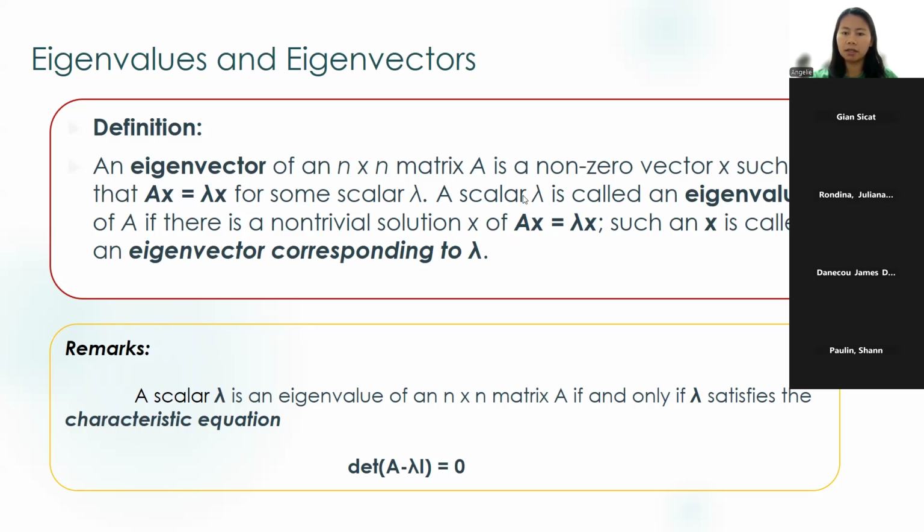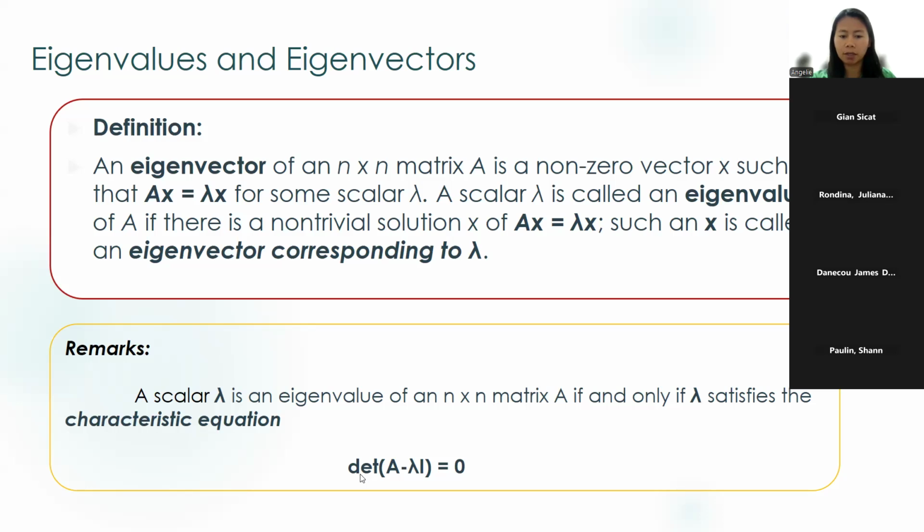So si scalar dere, si lambda is the eigenvalue. Such an x is called an eigenvector corresponding to an eigenvalue lambda. So if you can get the eigenvector, we can also get the eigenvalue corresponding to that eigenvector. So scalar lambda is an eigenvalue. Again, si lambda is the eigenvalue, si x is the eigenvector of an n by n matrix A if and only if lambda satisfies the characteristic equation. If this equation is satisfied.